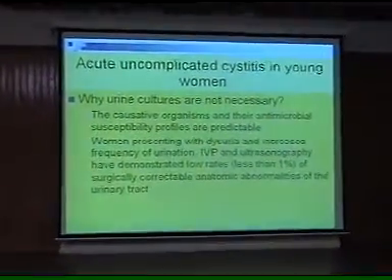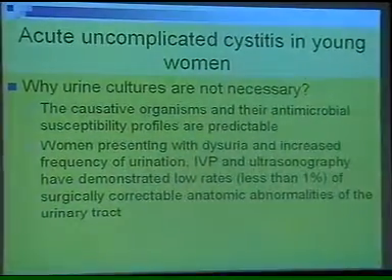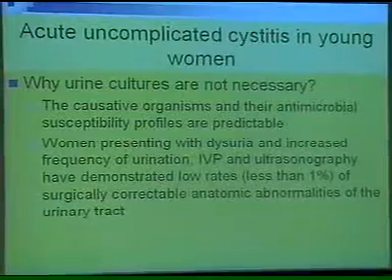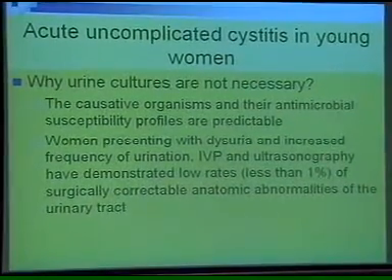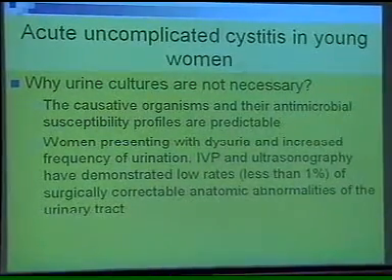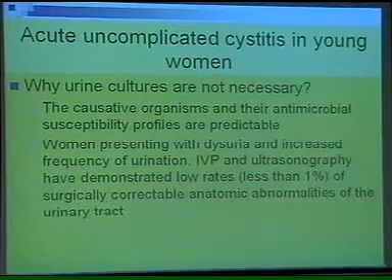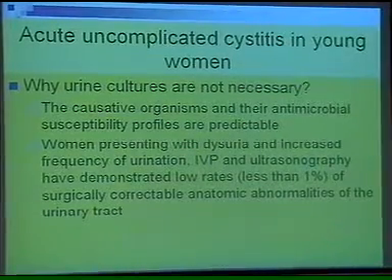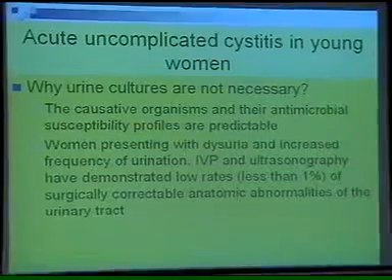Other studies have shown that further workup, such as IVP and ultrasonography, in this set of females has shown low rates of surgically correctable anatomic abnormalities. So there is no point in working them up with ultrasounds and other things.